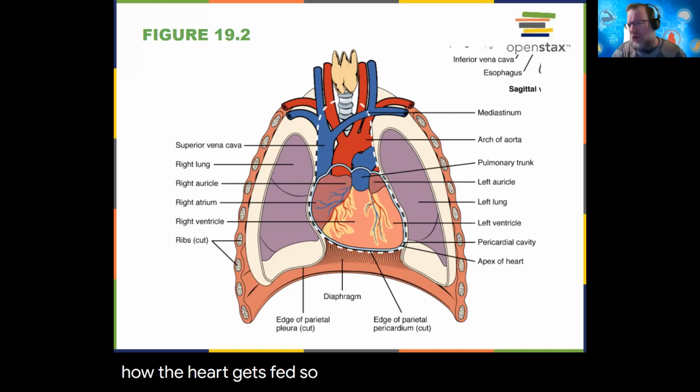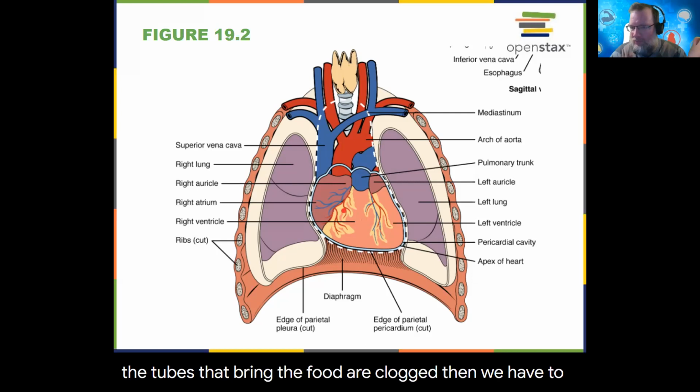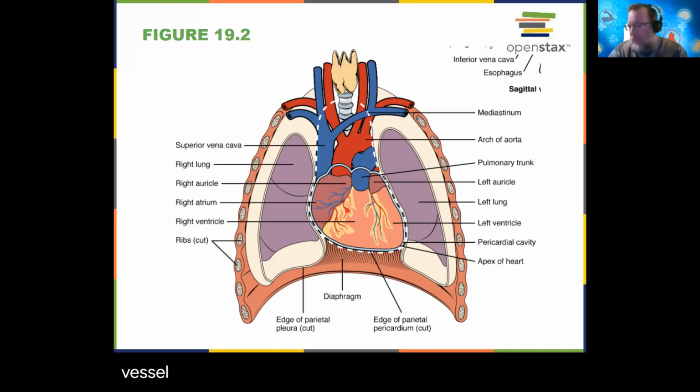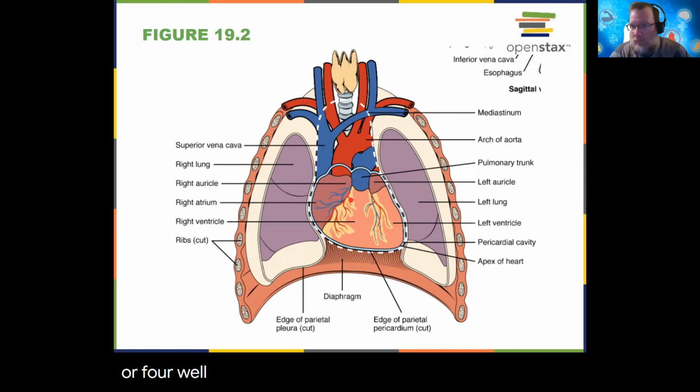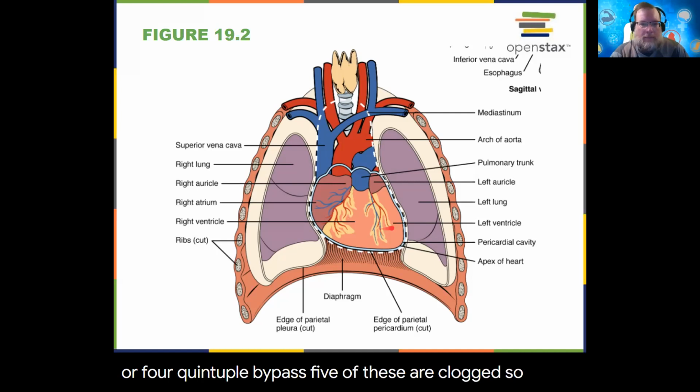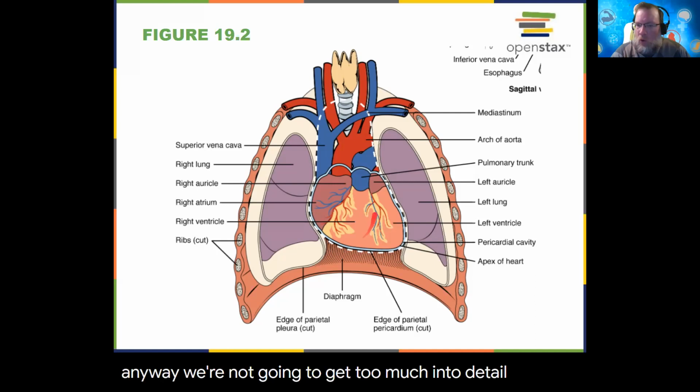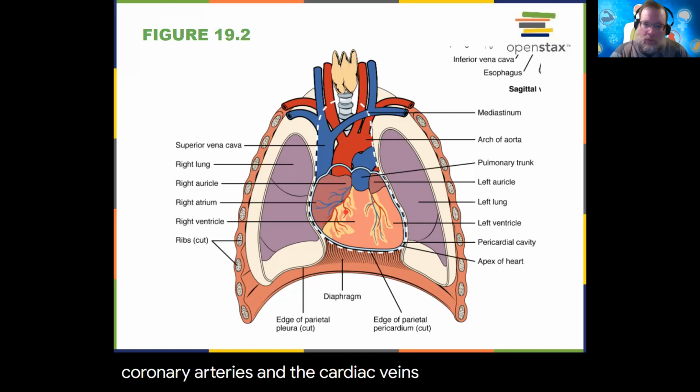So you've probably heard of them, like coronary arteries, right? Somebody maybe had bypass surgery, or maybe had a heart attack, or high cholesterol. These are the spots that the cholesterol is clogging. So if the heart muscle isn't getting fed because the tubes that bring the food are clogged, then we have to do a bypass. We have to bypass the clog and get a new vessel, or basically a new transport pathway to be able to feed the heart muscle. Okay, so a triple bypass or quadruple bypass is going to imply that we have three or four, or quintuple bypass, five of these clogged. So anyway, we're not going to get too much into detail with the coronary arteries and the cardiac veins. Next semester we'll get more into detail with those.